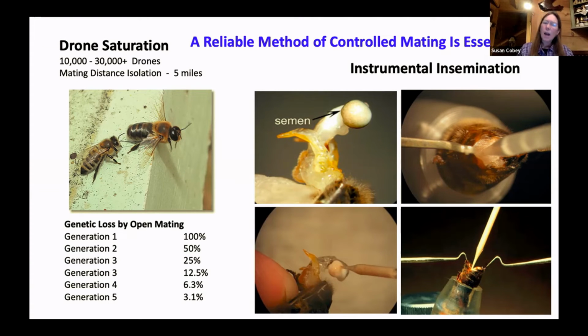But there's been a lot of new interest in insemination. And I've had people call up and say, well, I can't get my drones together, I'm going to inseminate these instead. Well, that's really not an option. You need to get the drones together. That's the hardest part of this whole process, I think.